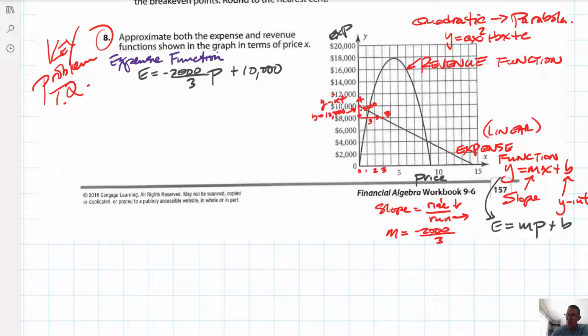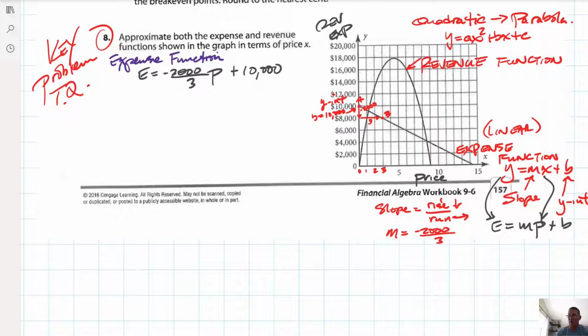Again, instead of the y-axis, we have the expenses, or it's equal to the revenue, depending on what function you're looking at. And then instead of the x-axis, we have the p-axis, because the horizontal axis is price. So there's your first function.